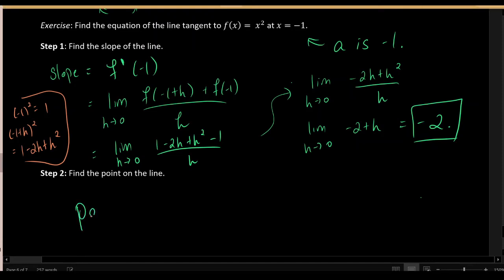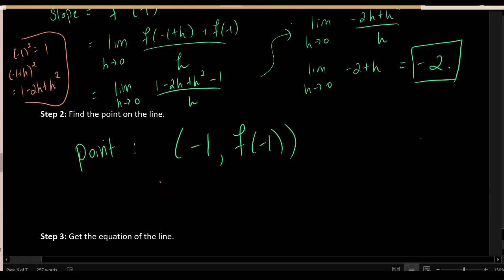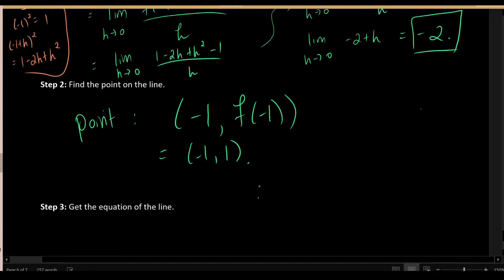The point on the line is given by a and then f evaluated at a. The a value was given to us as minus 1. When I plug minus 1 into the function, that gives us minus 1 squared, which is positive 1. So now we have a point on the line and we have a slope of the line, so we can find the equation of the line using whatever technique you prefer from algebra.